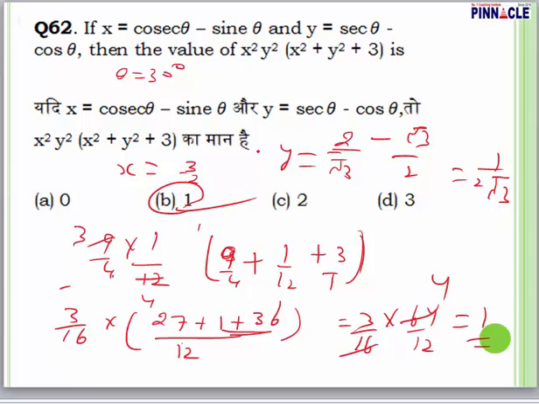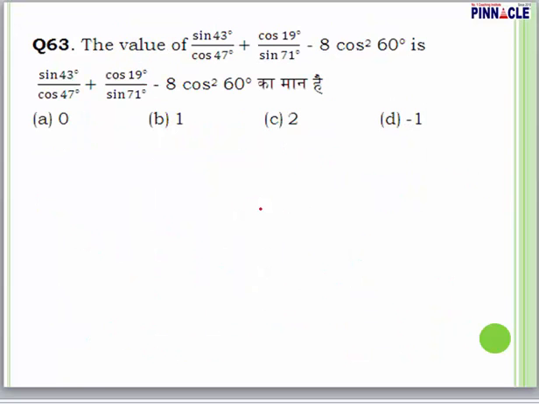What we have done in this question is that we have put the value. It will be easier to find the value to solve the question if you put the value that we have seen in this question. Question number 63. The value of sin 43 divided by cos 47. Cos 47 is equal to sin 43. Sin 43 divided by sin 43, that is 1.